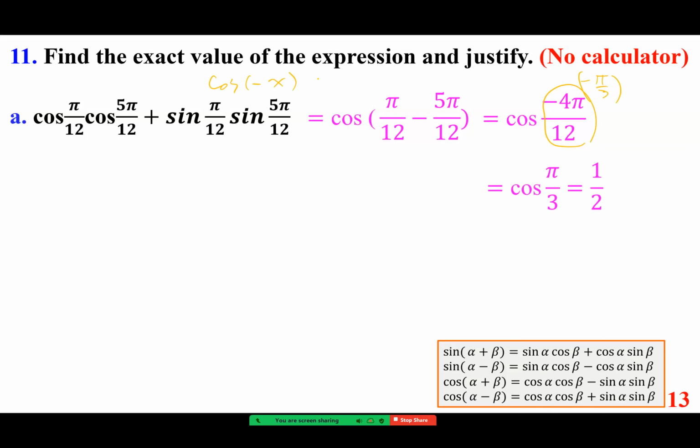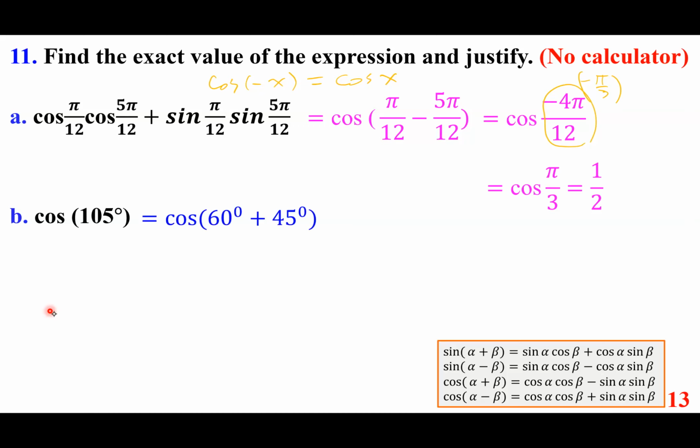Cosine of minus x is cosine of x. It's an even function. Cosine of 105, we can write it as 60 plus 45, just as an example. I mean, you can write it as 210 over 2 and work on that. And with that being the case, it is cosine of alpha plus beta, which means cosine alpha, cosine beta, cosine of 60, cosine of 45, minus sine alpha, sine beta. So we are looking at this one. So minus sine 60, sine 45.